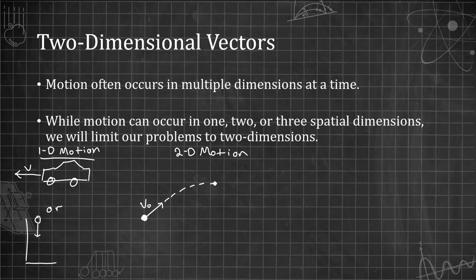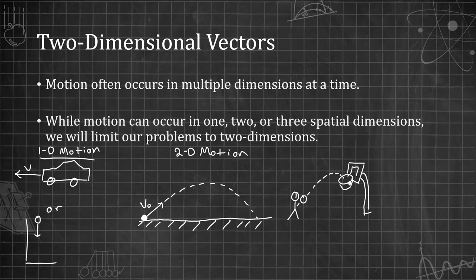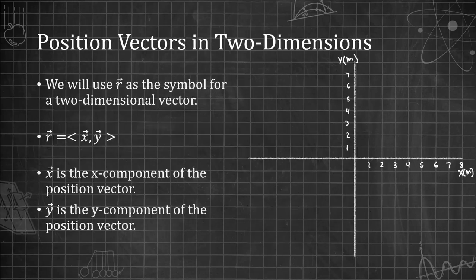But as soon as we impart some sort of horizontal velocity on something moving through the air, say we throw a ball to our friend, that ball takes a parabolic path through the air. So it's moving up and down in the vertical direction, and it's moving to the right or left, depending on which way you throw it, in the horizontal direction. So it's moving in two directions simultaneously.